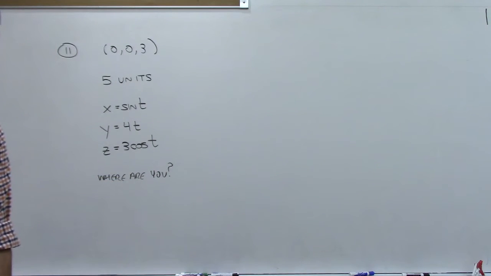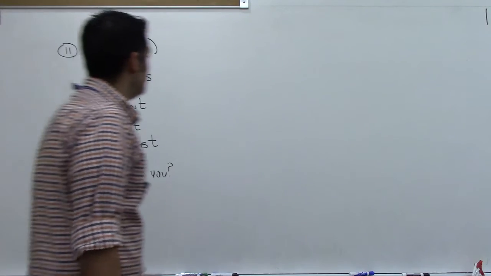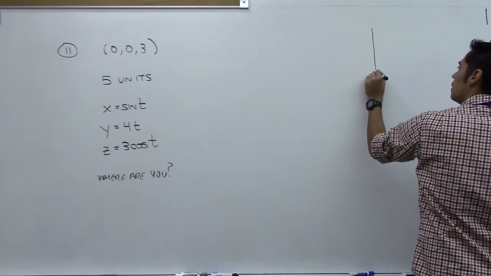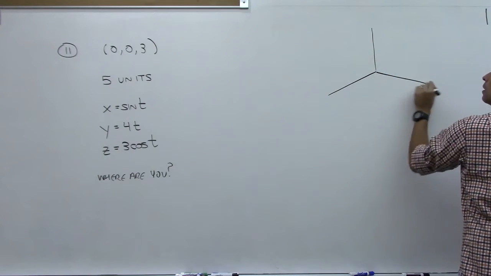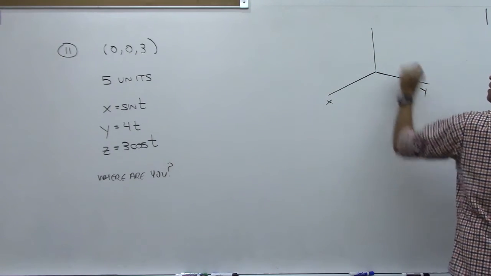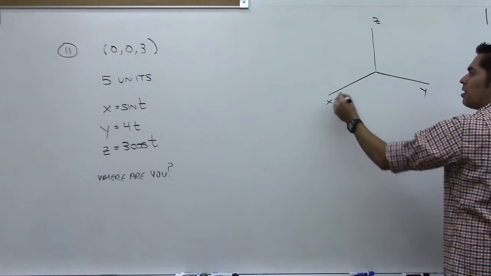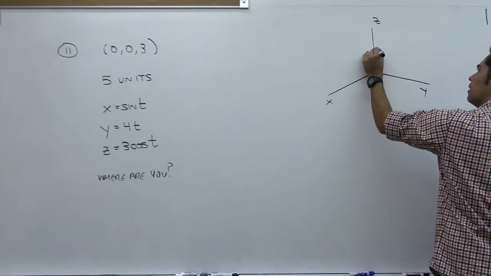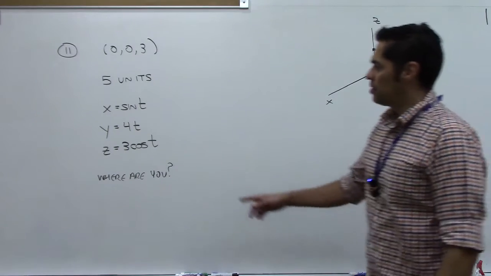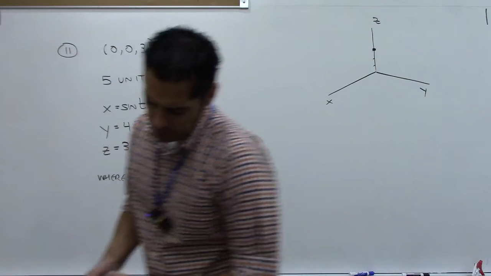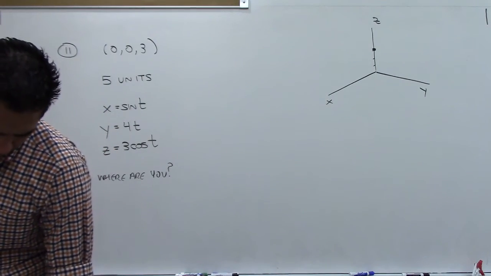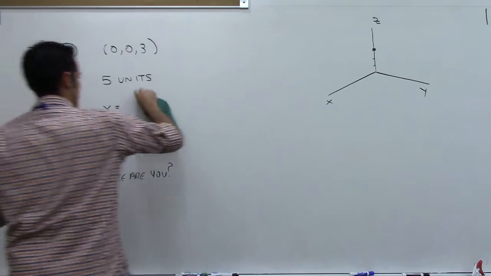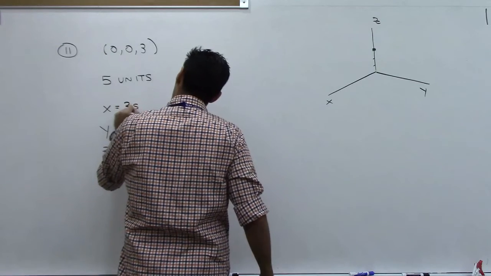All right, so I'm going to try and draw this a little bit. X, Y, Z. So we're starting at the point 0, 0, 3. So 1, 2, 3, right? And we're moving along this curve. Oh, I think I forgot the 3 in front of the, did I forget the 3? Yes, I did forget a 3 right here. 3 sine t.